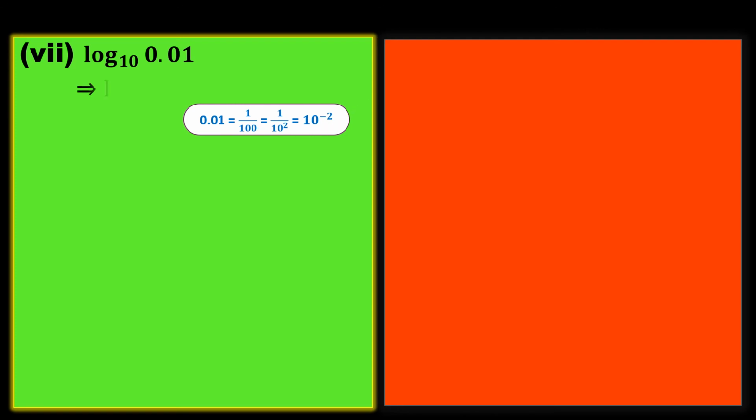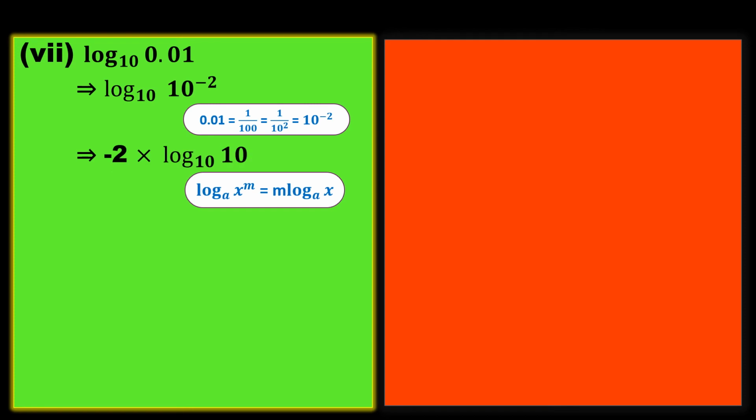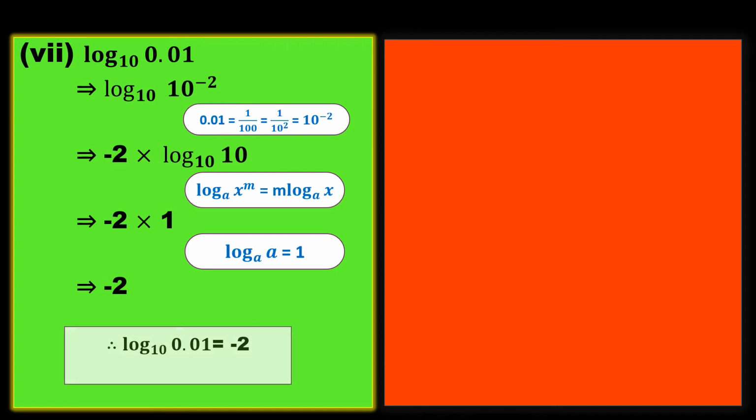So now I'll substitute that 10 power minus 2. Now this power will go to the front because log x power m is m log x. So minus 2 into log 10 base 10. Now this is the log a base a formula, so log a base a equals 1. So minus 2 into 1 gives you minus 2 as the answer. Okay, now I'll interchange the numbers.